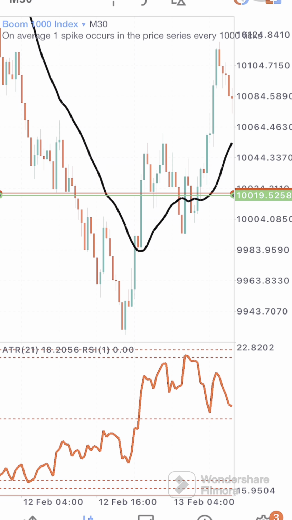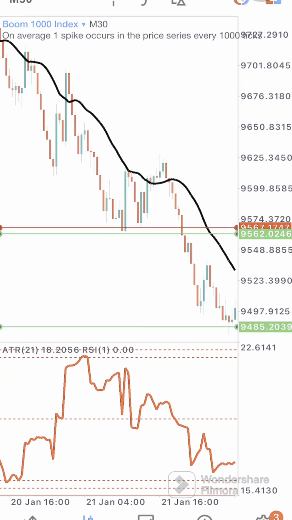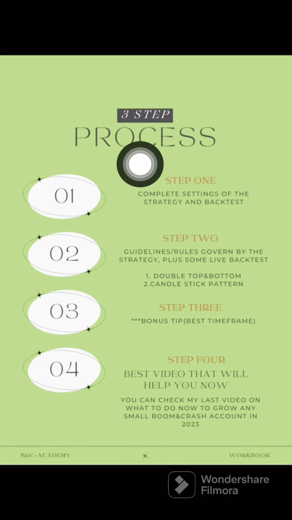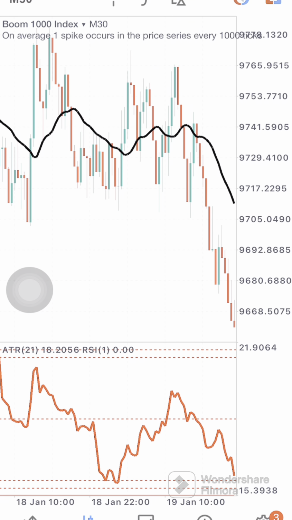So I'm very sure you have understood everything. Let me give you the recap of what we have learned today. Number one, I have given you the full settings of this awesome strategy. Number two, I've given you the guidelines which have to do with the double top and bottom for this strategy, and make sure to only look for entry triggers in an uptrend or downtrend of this market, because this strategy is used to grow a small account, so you are only allowed to trade when the market is in a trending condition.